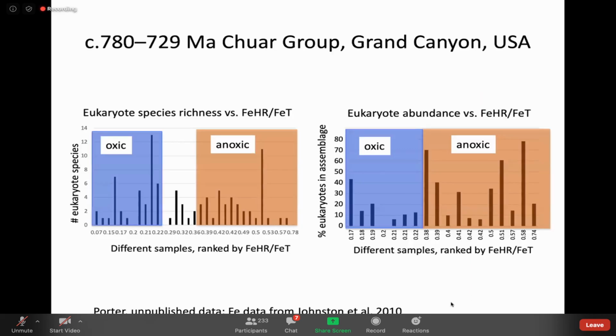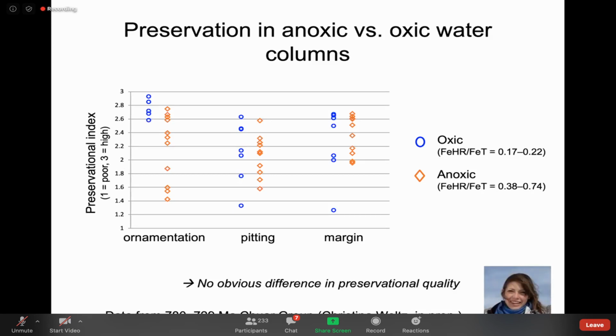Okay, so just to test if this is going to work, I have data from the Chuar Group in the Grand Canyon about 780 million years ago. So there should be aerobic eukaryotes around. And sure enough, there is evidence for diverse and abundant eukaryotes in oxic as well as anoxic environments. Also, this is work by my student Tina Woltz. There's concern about, well, was there preservational bias? Would we not see fossils as often in oxic conditions? But it turns out that the preservation is just as good in these oxic versus anoxic samples.